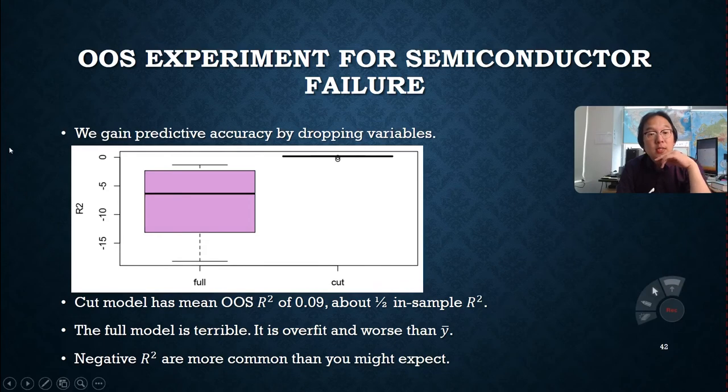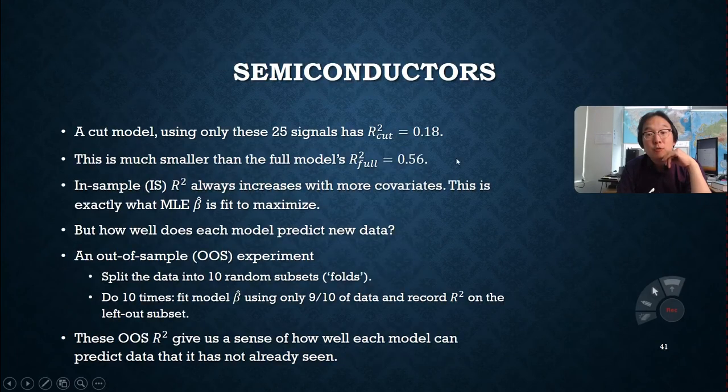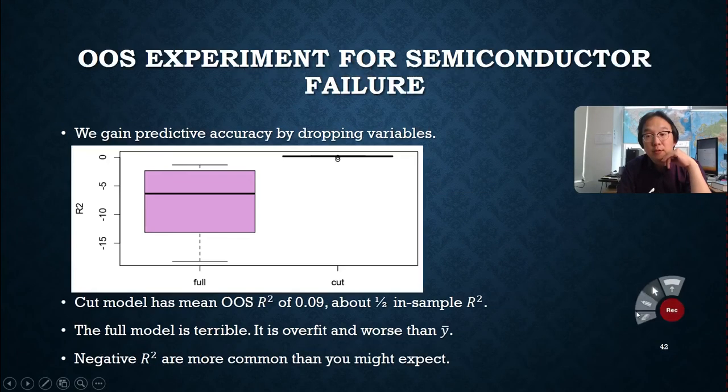The thing is, R squared in the full model is widespread, whereas the cut model is very, very small, tiny. The cut model has a mean out of sample R squared of 0.09, about half the in sample R squared. In sample R squared used to be like 18%, right? But it's 9% out of sample in the cut model. How about the full model? It's terrible. It's overfit and worse than Y bar.